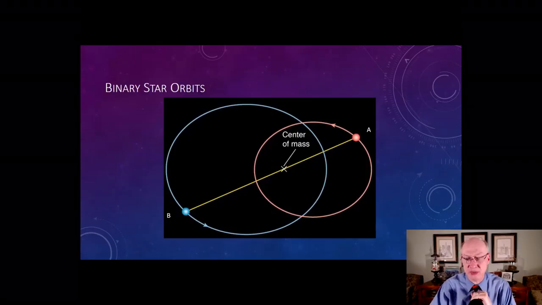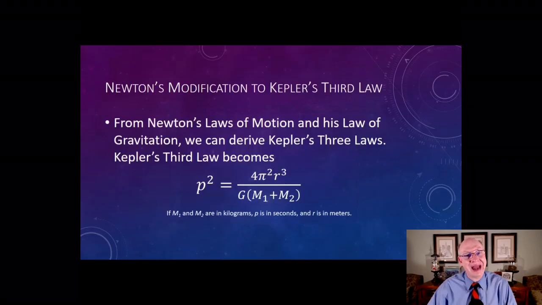So to be technical about Newton's modification to Kepler's third law, this is what it should actually look like. It should be that the period squared is 4 pi squared r cubed over G times the mass of the two bodies added together. And that would be, in the case of the Earth orbiting the Sun, the mass of the Sun plus the mass of the Earth. Or in the case of a comet orbiting the Sun, the mass of the Sun plus the mass of the comet. But here's why we don't usually add the two masses together.